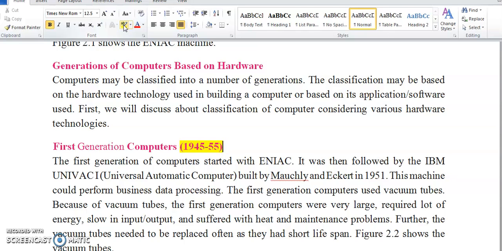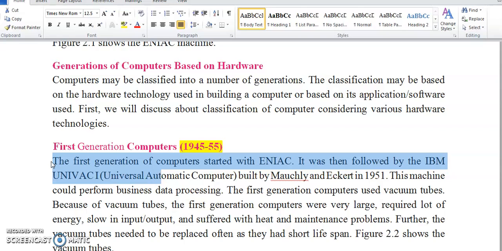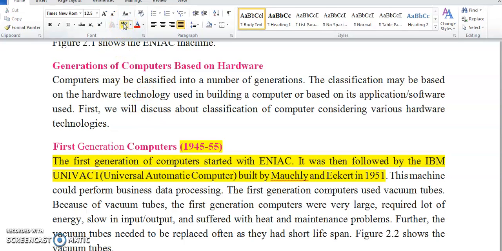First generation, you must remember what the main hardware used is and what the duration of that generation is. First generation duration is 1945 to 1955. The first generation of computers started with ENIAC. We will see the full form of ENIAC. It was then followed by IBM, International Business Machines, and UNIVAC I, Universal Automatic Computer, built by Mauchly and Eckert in 1951. This machine could perform business data processing.